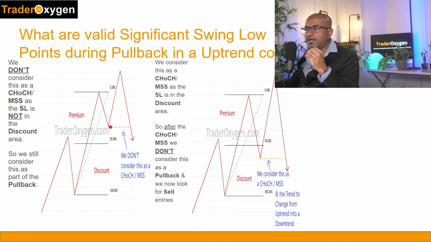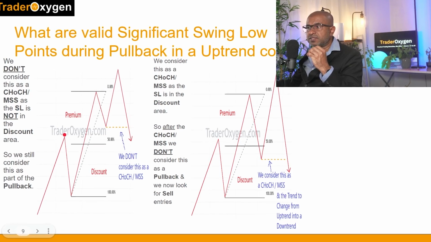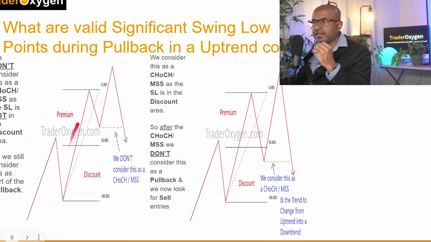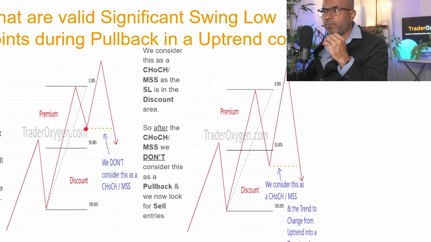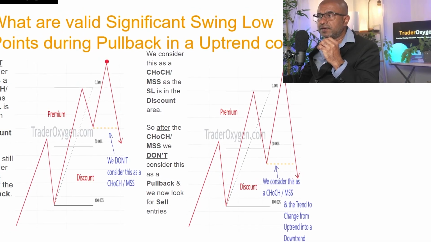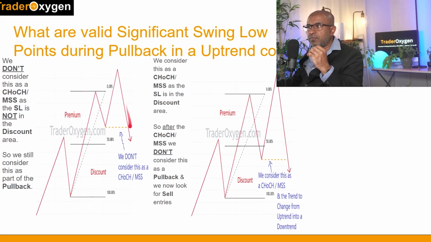On the left-hand side, this is not a strong swing point. So we don't consider this as a change of character or market structure shift when this happens. Instead, we still consider this price coming down as part of the pullback. What do I mean? In an uptrend, the price goes up, then makes a pullback. Then the next swing leg, break of structure, going up, then a pullback.